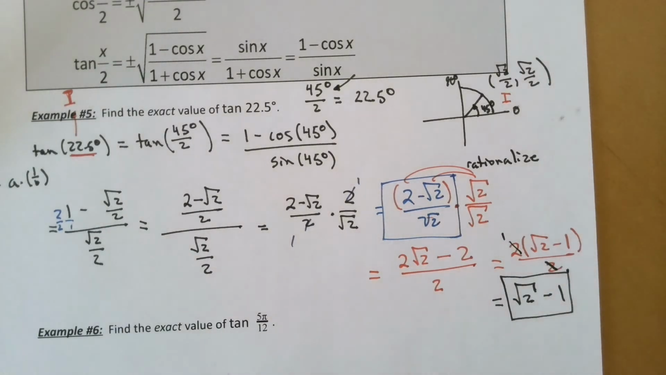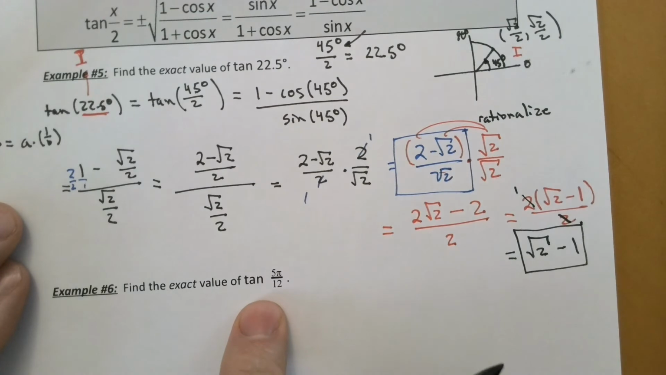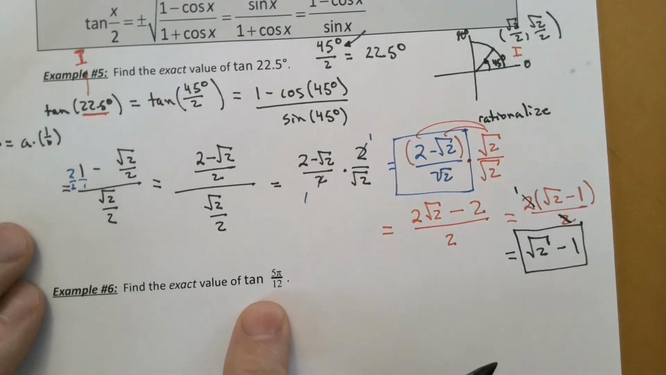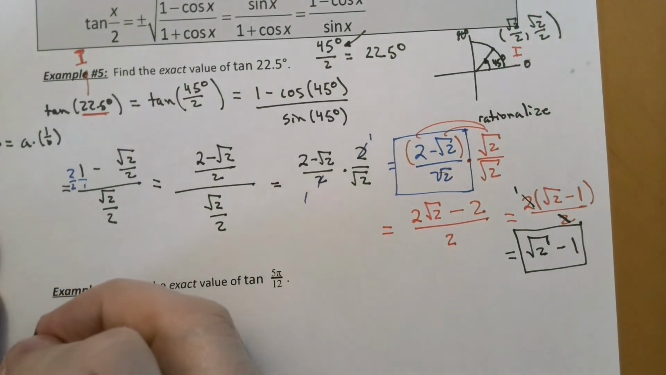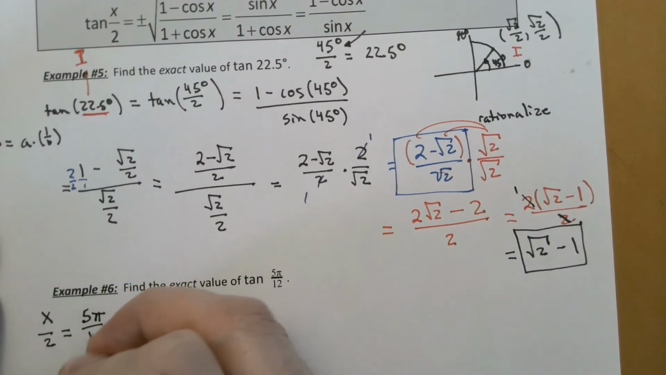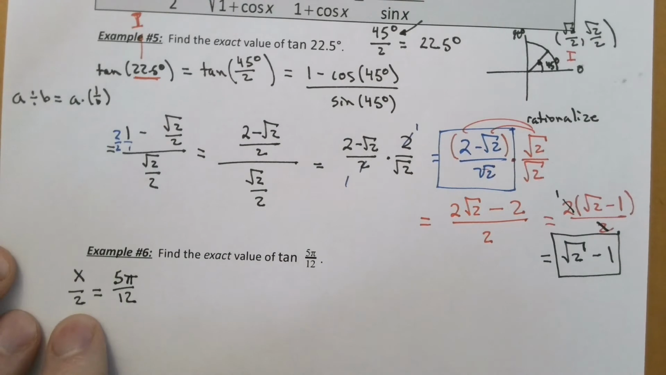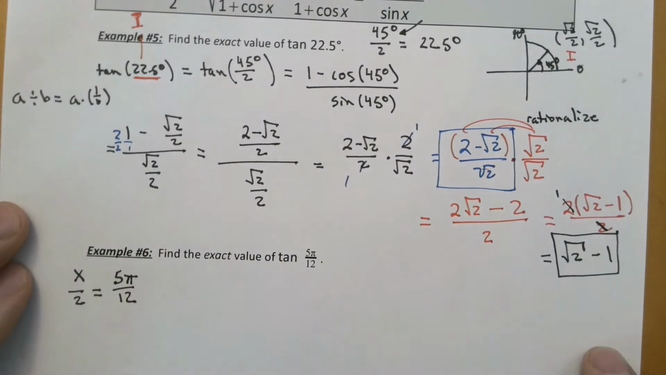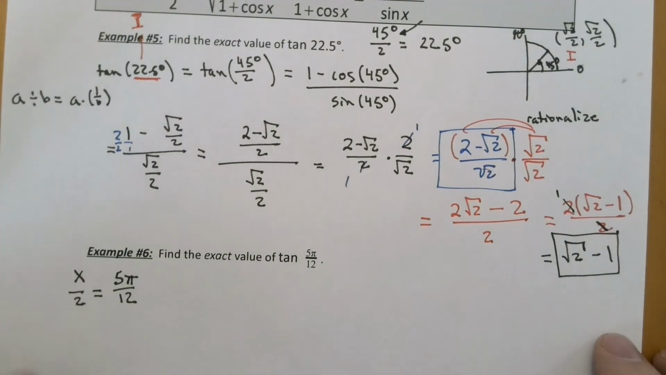All right, so another one. Find the exact value of tangent of 5 pi twelfths. So we want to find some x divided by 2 that equals 5 pi twelfths, and preferably that x needs to be a unit circle angle. Well, we can't force it. We just have to hope this comes out to be that.